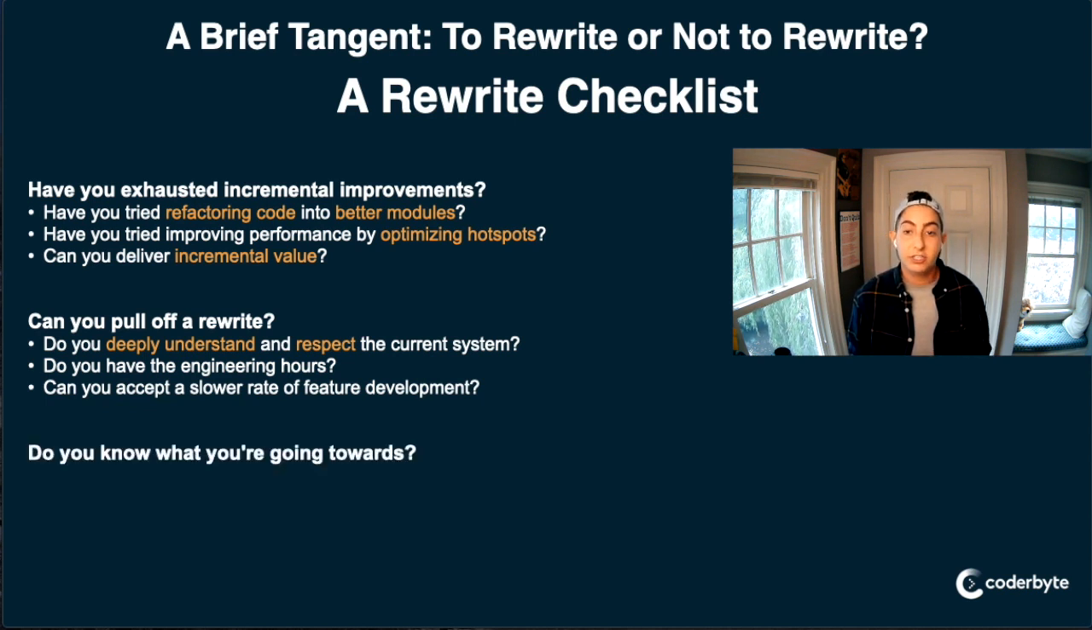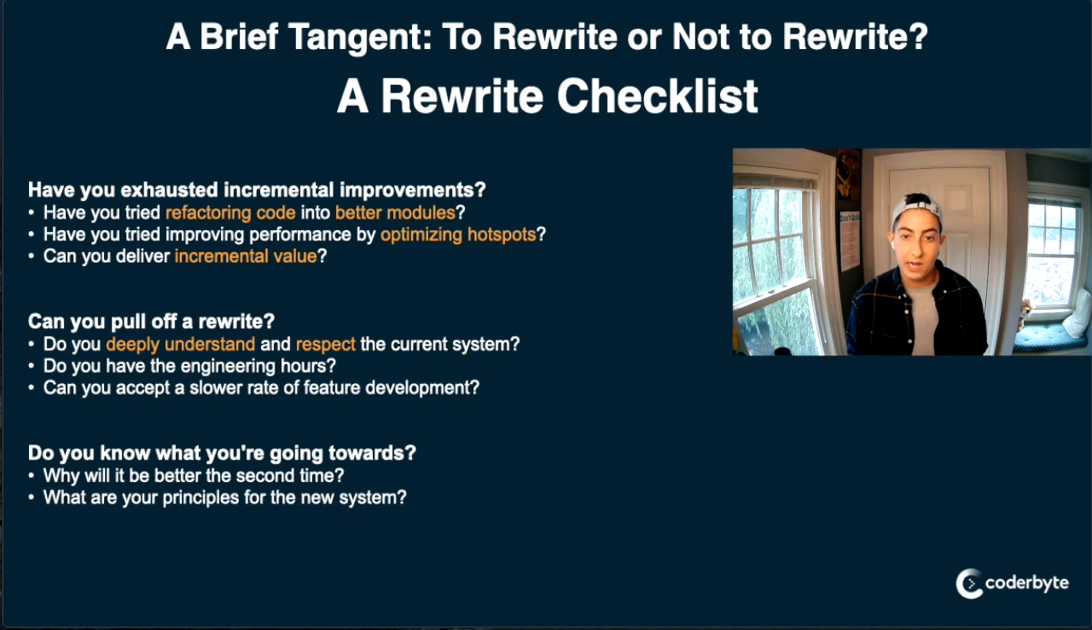And then, do you know what you're going towards? Why will it be better the second time? What are you trying to accomplish that the first system is not accomplishing now? And what are your principles for the new system? What are the things that you are rewriting for? What are the things that you can't accomplish with the old system that you are trying to accomplish with the new system? So this was just kind of a brief tangent, but I thought it was very interesting.